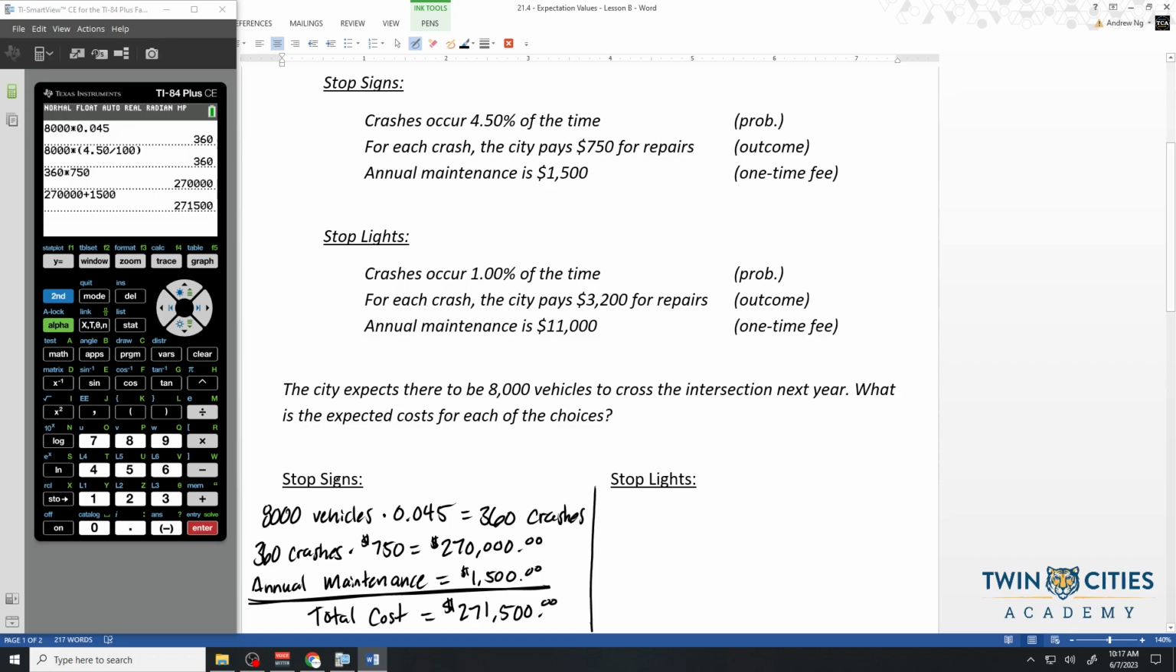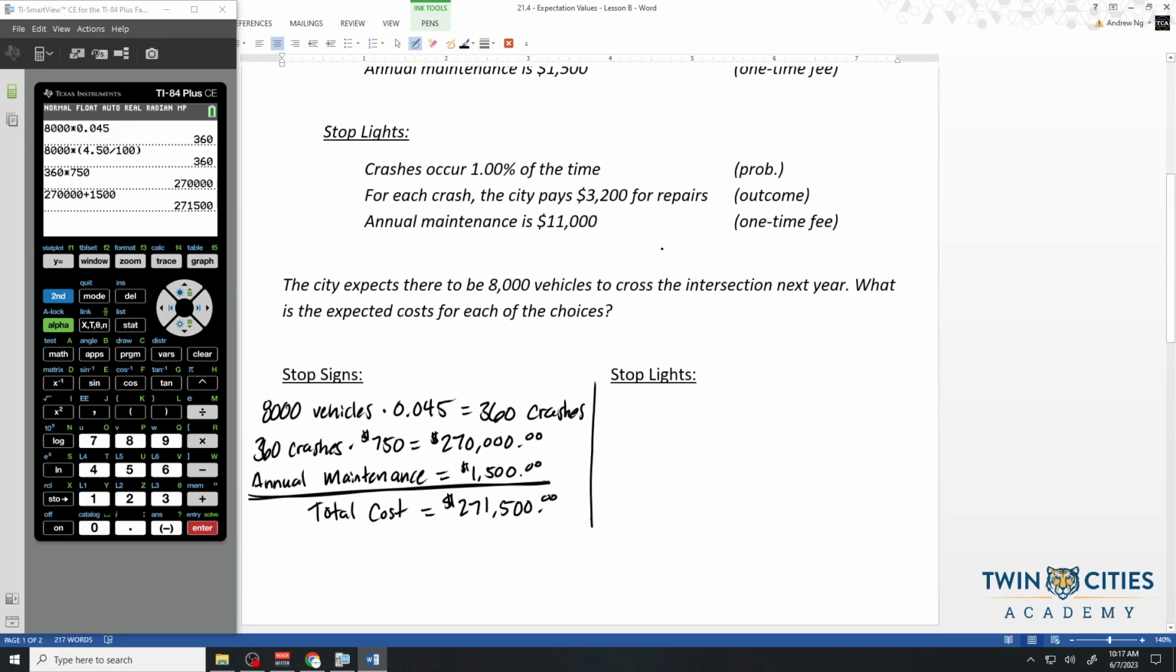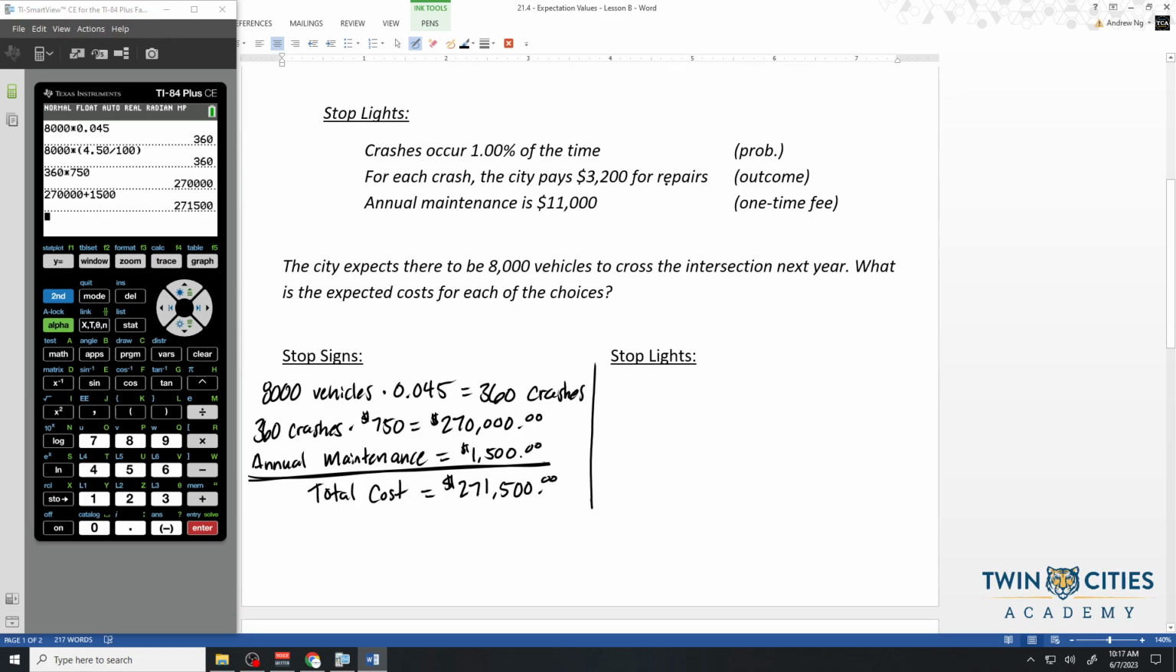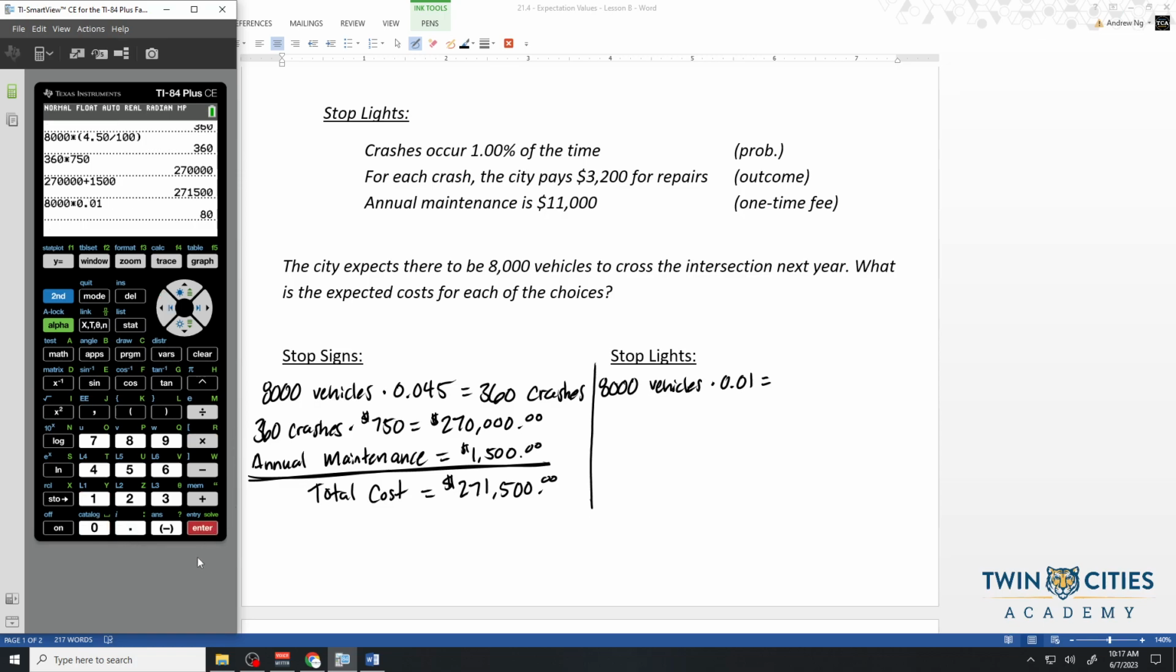All right, now we're going to do the same thing for stop lights. Crashes here occur 1% of the time. So I'm going to do the exact same setup. I've got 8,000 vehicles. And I need to multiply this by 1%. So 0.01, or you could do times 1 over 100. So 8,000 times 0.01. I'm only expecting 80 crashes with stoplights.